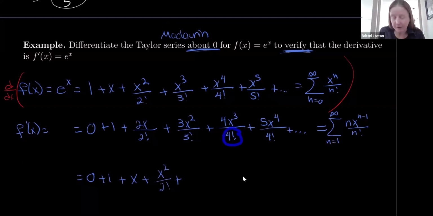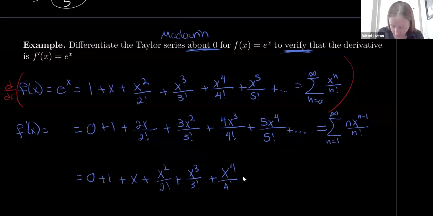Same thing. 4 factorial is 4 times 3 times 2. The 4 cancels, and it becomes an x cubed over 3 factorial. Four, this was supposed to be a 5 factorial. Okay, 5 factorial, I'm so sorry, is 5 times 4 times 3 times 2. With the 5 on top, that becomes an x to the 4th over 4 factorial. Doesn't that look familiar?